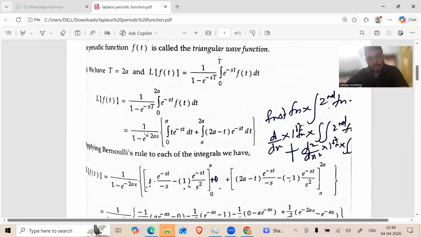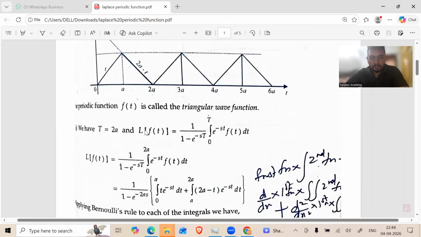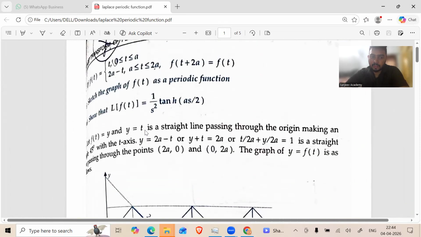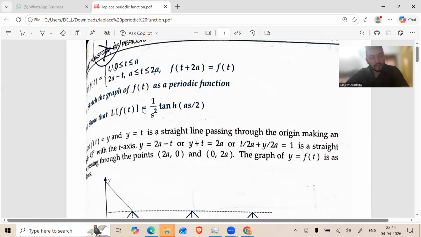So let's go back to the question. I don't want to teach in the traditional way. They're telling L of f of t is equal to 1 by s square tanh of as by 2, correct? In the periodic function, hardly there are 3 or 4 questions, so learn the answer by heart and keep it. If it is a VTU paper, normally they will give 1 by s square tanh of as by 2. But in some autonomous universities, they might not give it. Sometimes they will give, sometimes not, depending on the paper setter. So, show that it is 1 by s square tanh of as by 2.